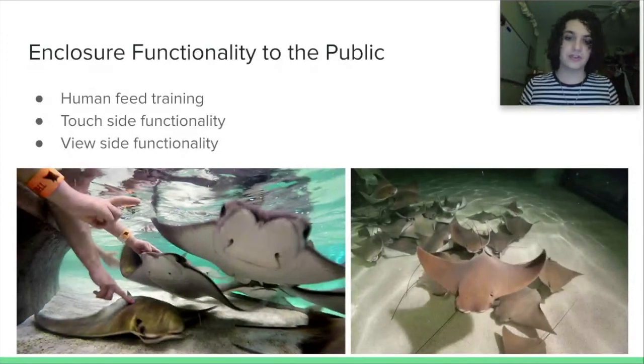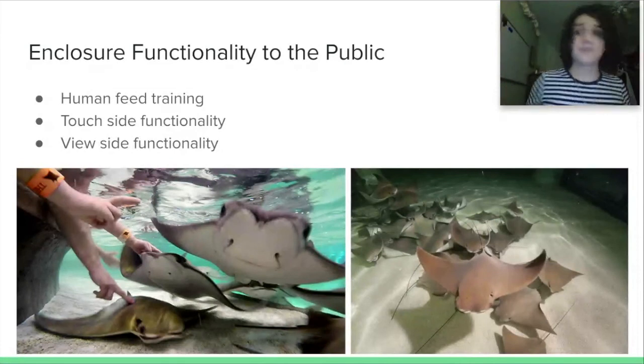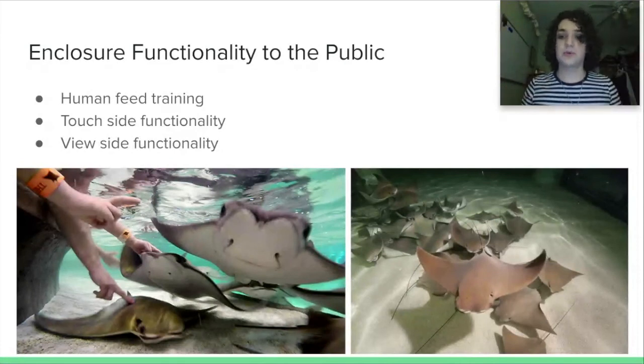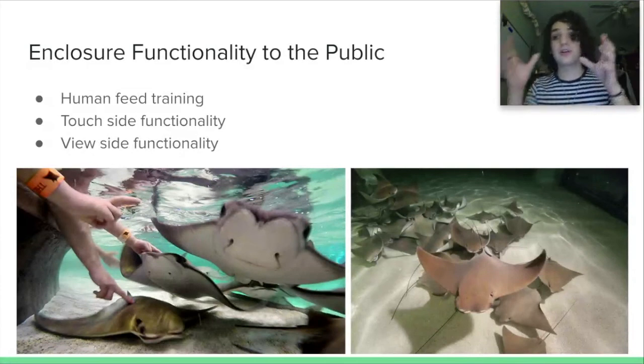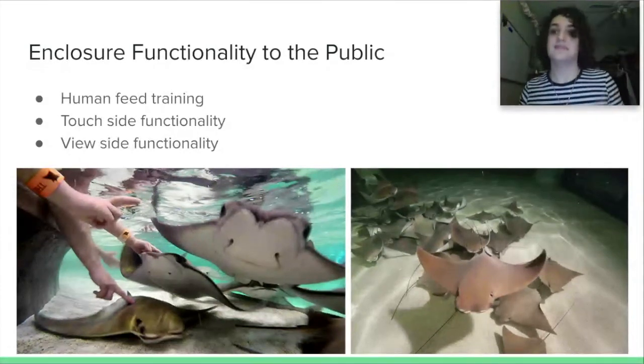One thing I also want to include is that while the functionality is set in stone now, in practice, we would want to go through a review process, especially with other aquarium employees, talking about how they see the rays interacting with humans and taking input on what we can do to improve the tank, not only for the guests, but especially for the rays.